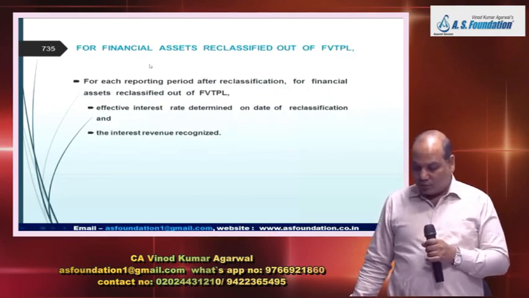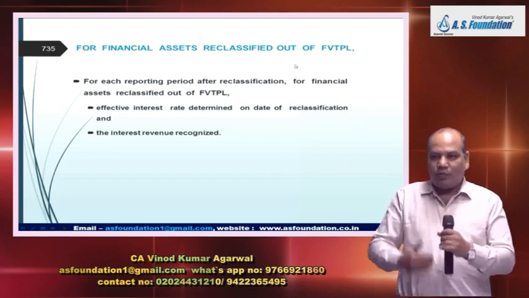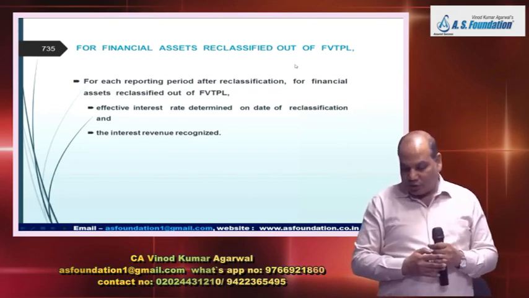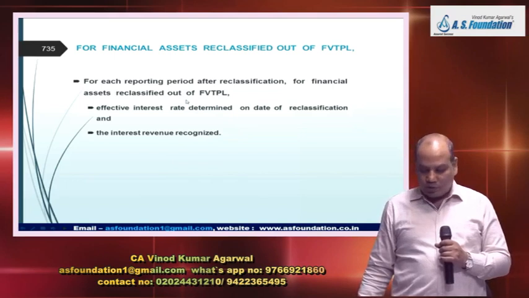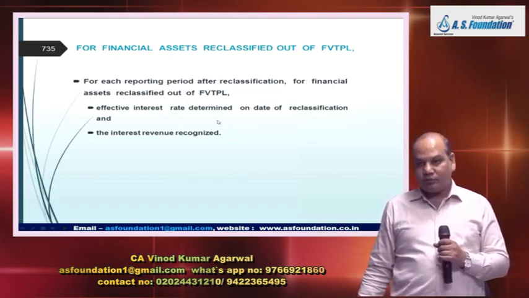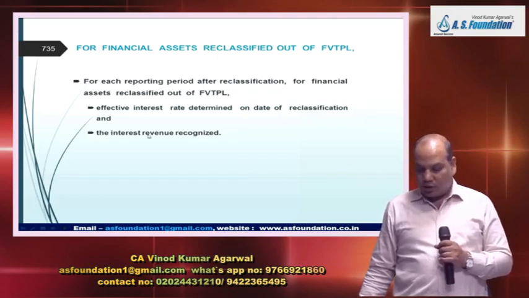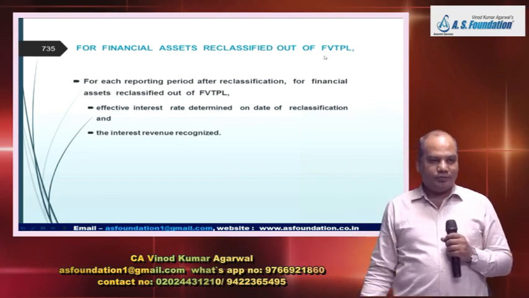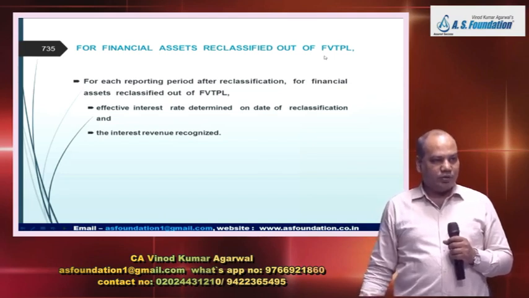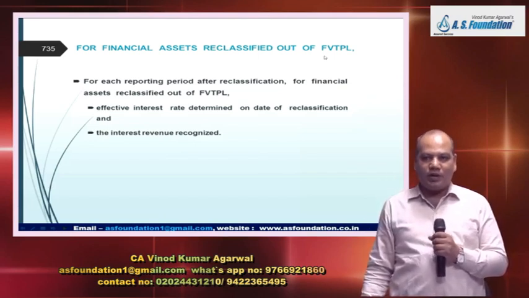And for financial asset reclassified out of FVTPL, that means we have shifted from FVTPL to other two categories, then in that case, for each reporting period after reclassification, you disclose the effective interest rate determined on the date of reclassification and the interest revenue recognized. From FVTPL, where will we move? We'll move to either amortized cost or FVTOCI. In both cases, you have to apply effective interest rate method.